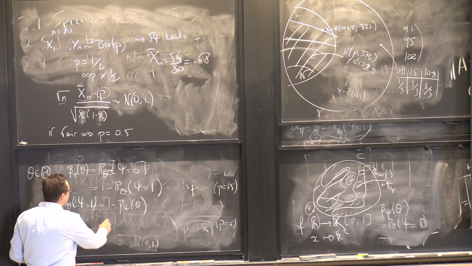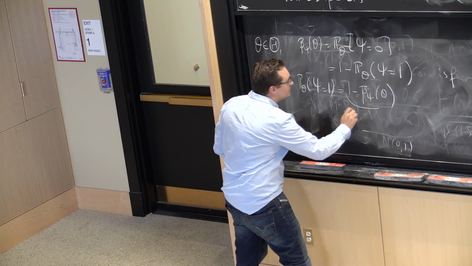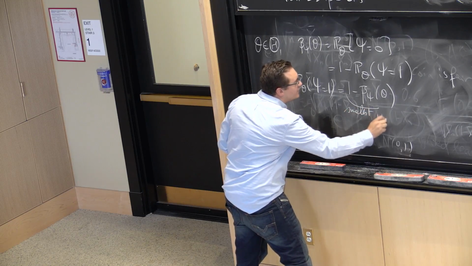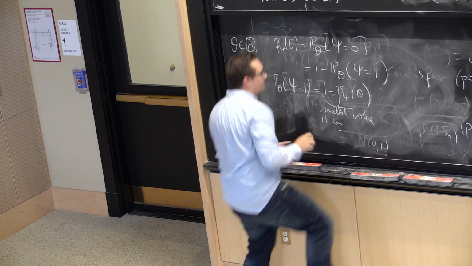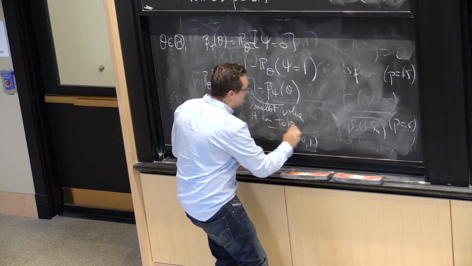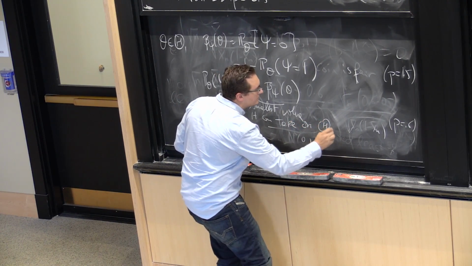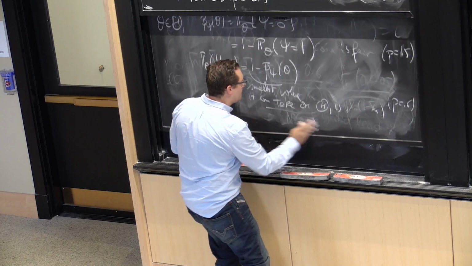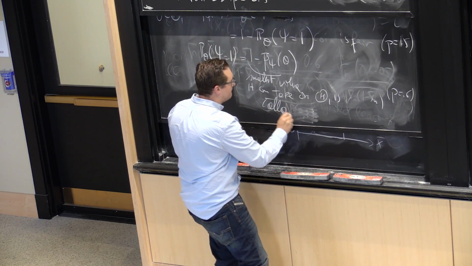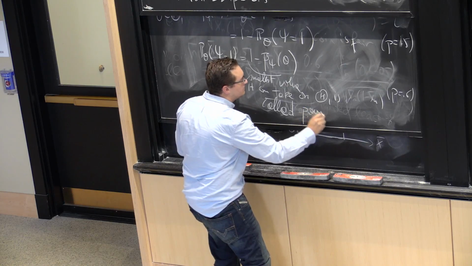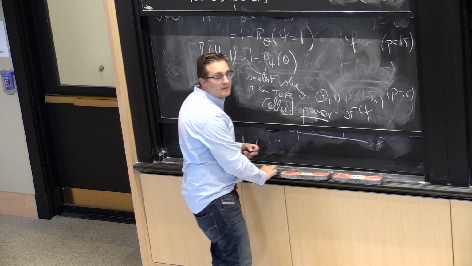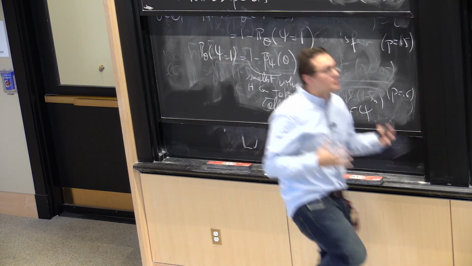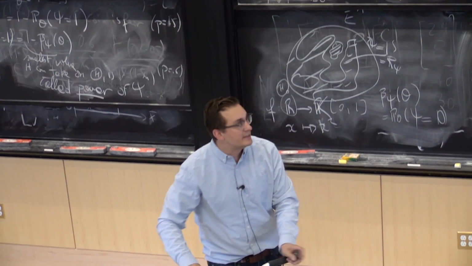Okay, and so what I'm looking at is basically the smallest value it can take on theta 1, and that is called the power of psi. Power of the test psi. Okay? So that's the smallest possible value it can take.